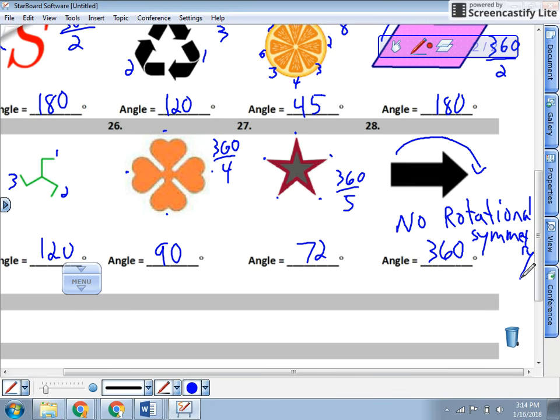So now that you know what symmetry is, we now know what line and rotational symmetry is in geometry.